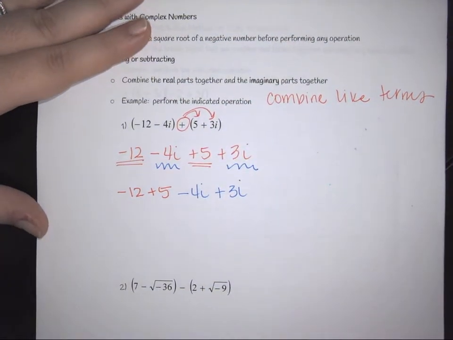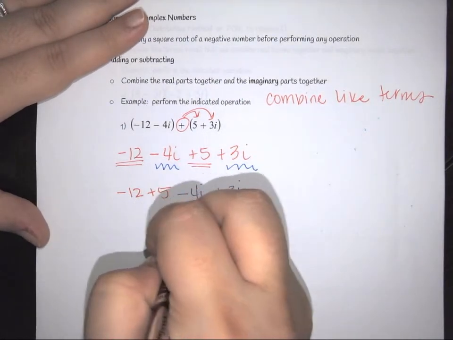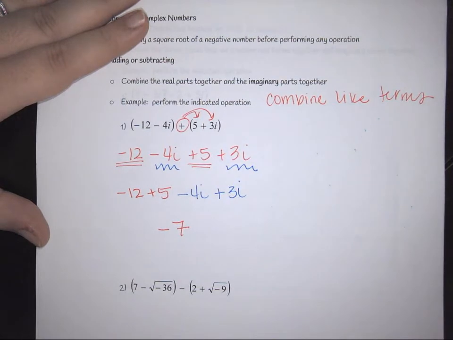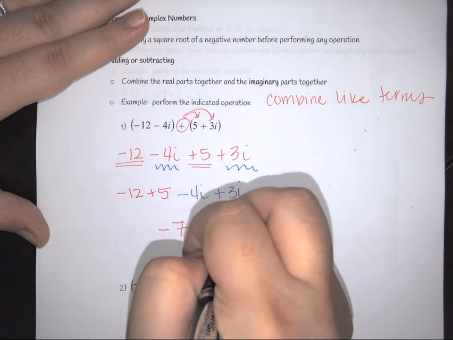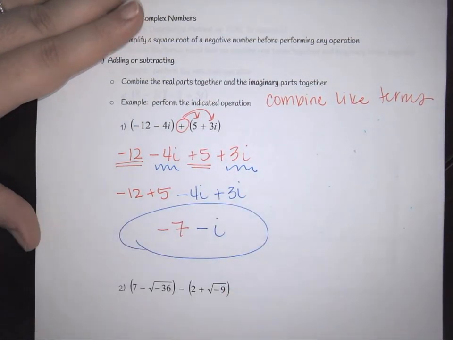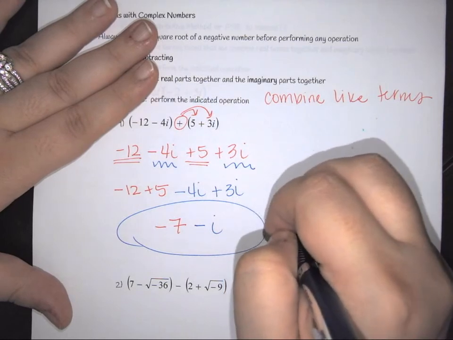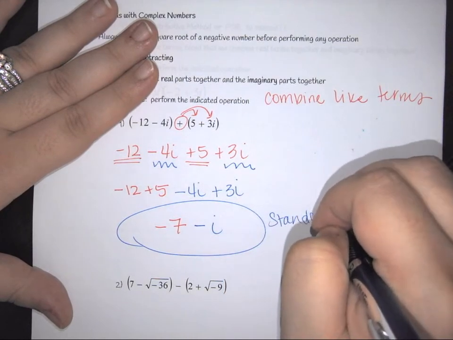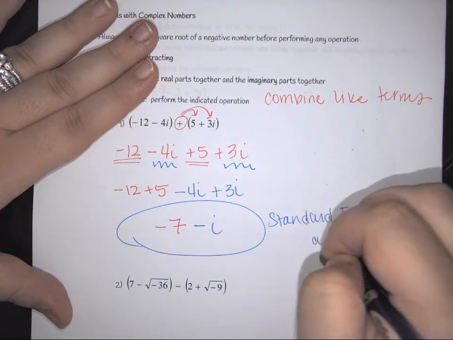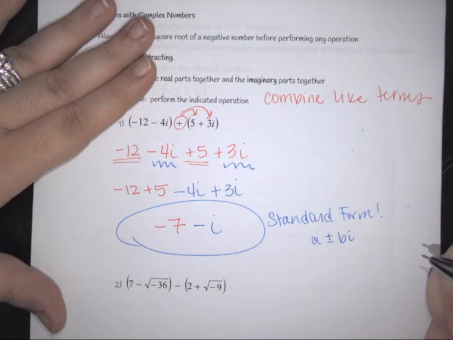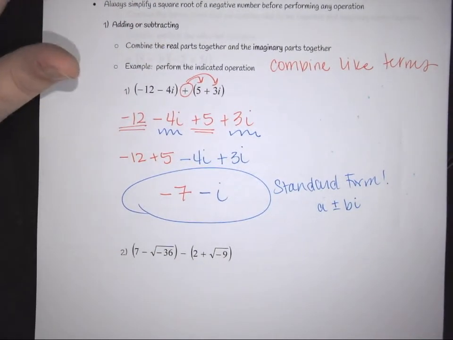When I combine them together, negative 12 plus 5 is a negative 7. And then negative 4 plus 3 becomes a negative i. And this would be the final answer. Notice this is in standard form of a plus or minus bi. So no matter what you do, you are always trying to strive for that standard form equation.